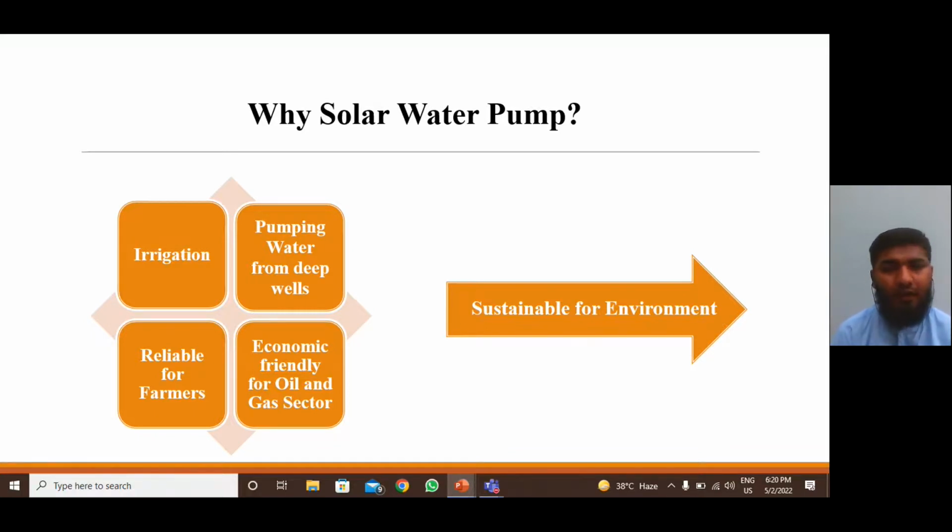This system is used for extracting water from deep surfaces, from deep wells, and it is economy friendly for the oil and gas sector as well. The most important aspect of this system is that it is sustainable for the environment because it doesn't cause air pollution. It doesn't cause ozone depletion and global warming as well.